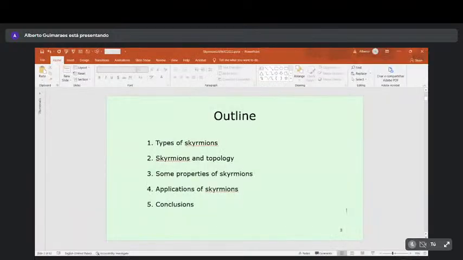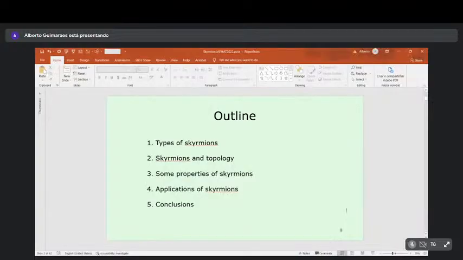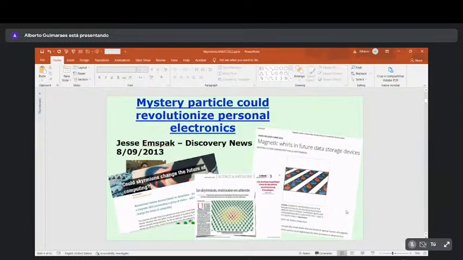Okay, now our subject is the Skyrmions. I will describe some types of Skyrmions. I will mention the relationship that links Skyrmions to topology. I will discuss some properties of Skyrmions and some applications of this novelty.